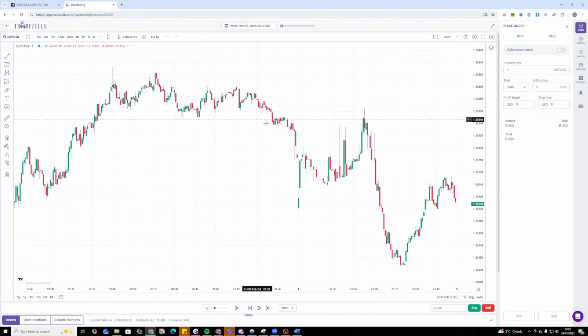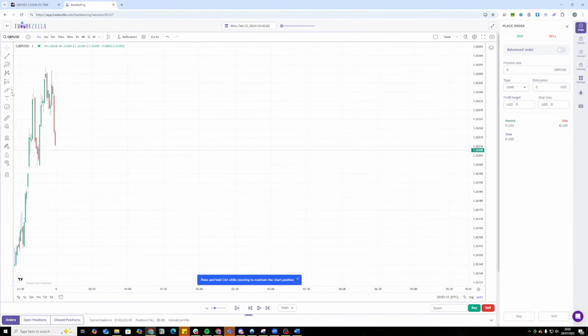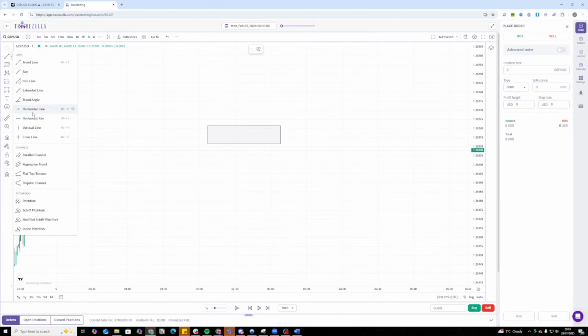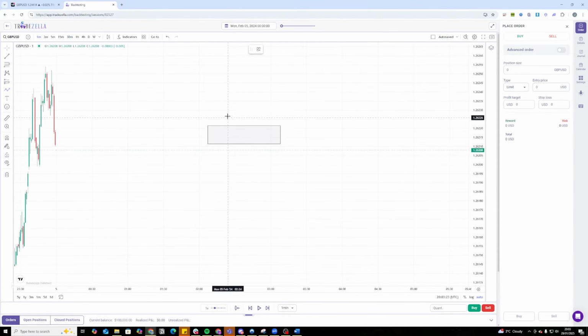So the strategy itself, let me just show you exactly what we're looking for. To break down the strategy, we're looking for an area of supply, which would be an area like this. Right, so we've got an area of supply here, but then we're also looking for some sort of liquidity to be built up before this area. What I mean by liquidity is some sort of build-up of orders just before the area of supply.